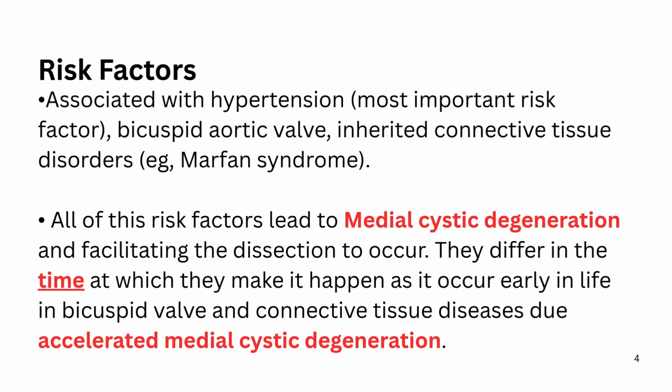Aortic dissection is associated with hypertension, the most important risk factor, bicuspid aortic valve, and inherited connective tissue disorders, e.g., Marfan syndrome. All of these risk factors lead to medial cystic degeneration, facilitating the dissection to occur. They differ in the time at which they make it happen, as it occurs early in life in bicuspid valve and connective tissue diseases due to accelerated medial cystic degeneration.